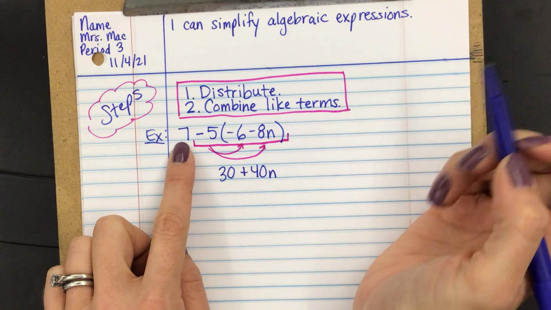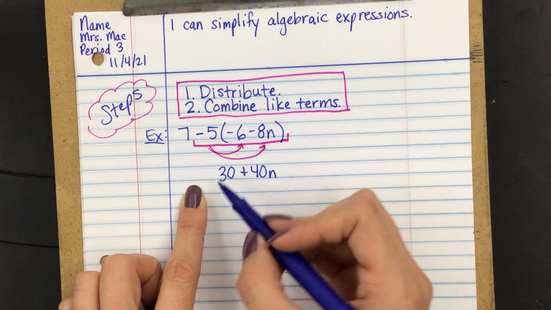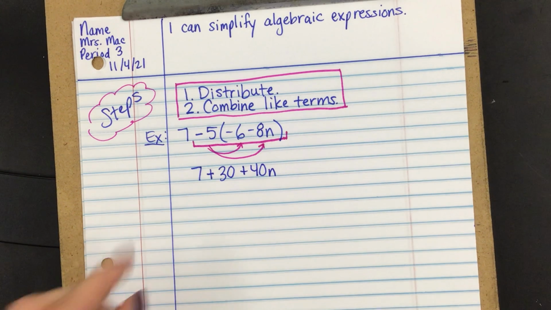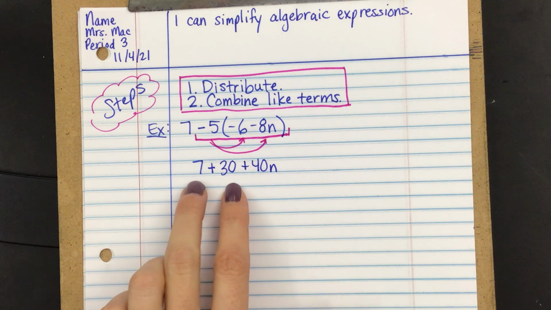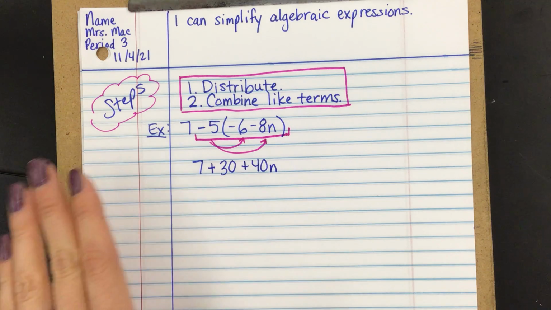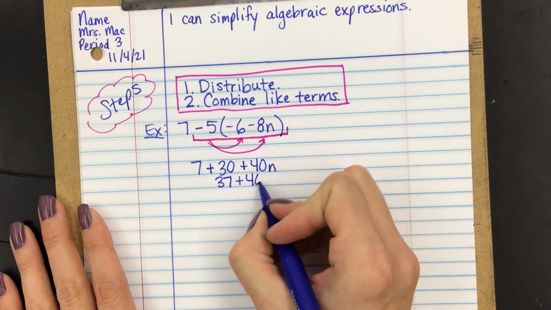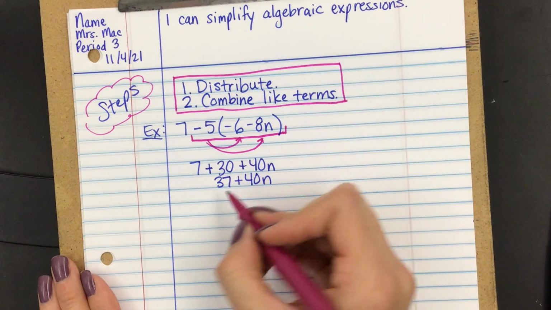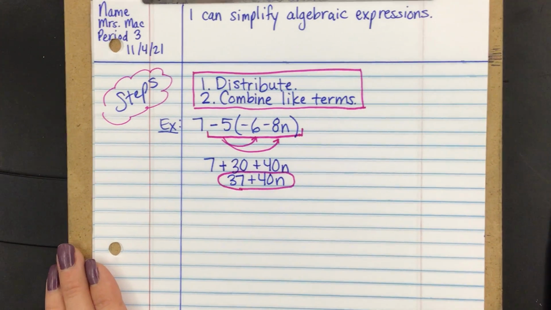Now we can't forget about that 7. We kind of abandoned it for a minute to distribute, and we need to pull it down. Now this is a positive 30, so I'm going to put a plus sign in front of it. Does that make sense so far? Now we'll just combine our like terms. We have 2 constants here, so this will be 37, and we don't have a like term to go with our 40n. So we're just going to leave it like this, and this is as simplified as this expression can get because we don't know the value of n.